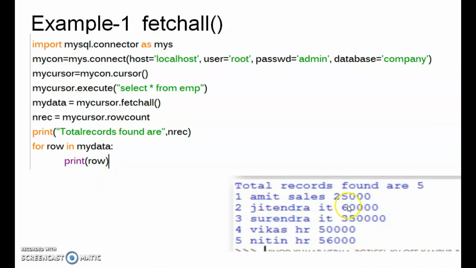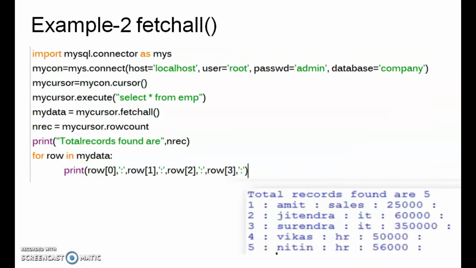So this is our output. First it prints total records found are 5. Then it will print each record. Okay, 1, Amit, sales, 25,000. Then Jitendra, 60,000. Like that, it prints the 5 records from our database EMP.